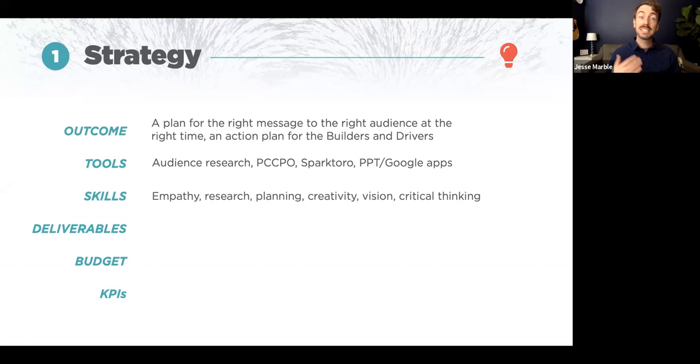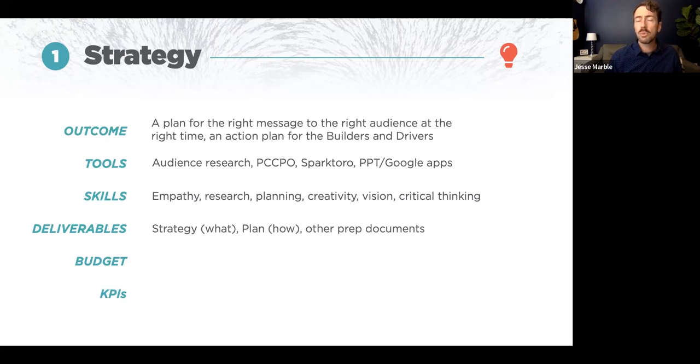The types of skills that tend to thrive in the strategy phase: empathy with our audience, research, planning, creativity, vision. What do we want to build? How do we connect with our audience well? Critical thinking: what's going to work, what's not? And hopefully a model like PCCPO that I'll explain helps you flesh out strategy well. But these are different skills. These are more strategic thinking skills that come to life in the strategy phase.